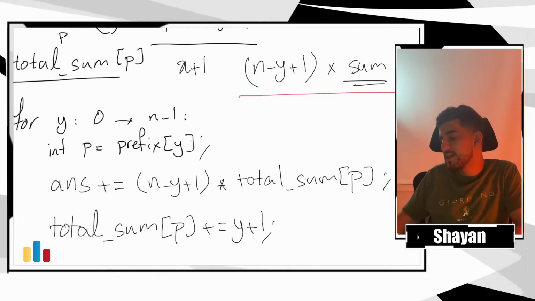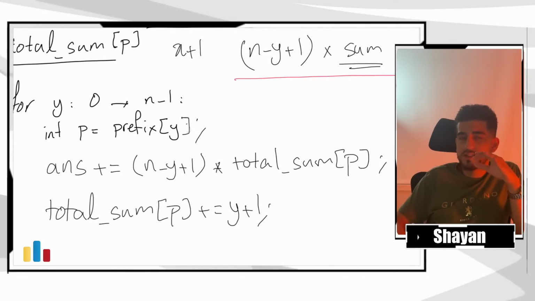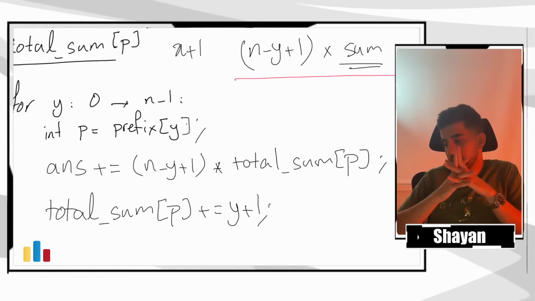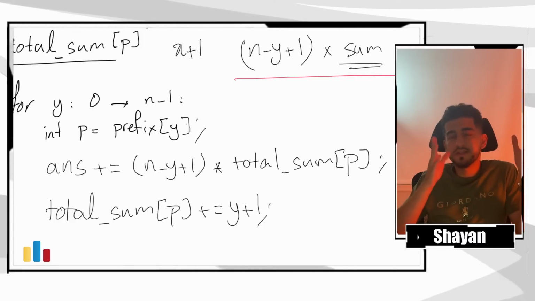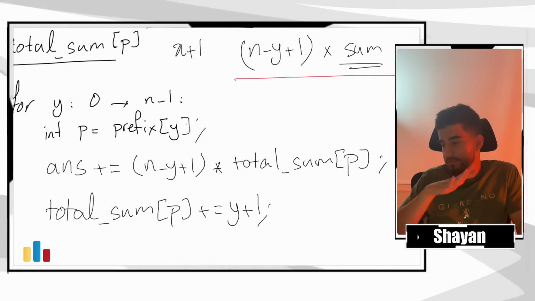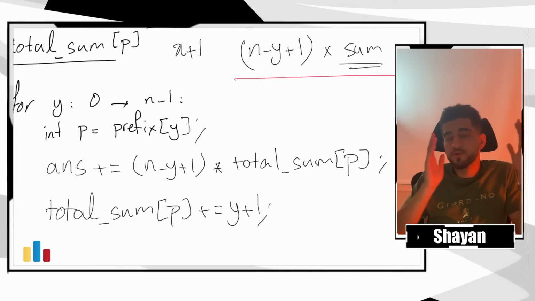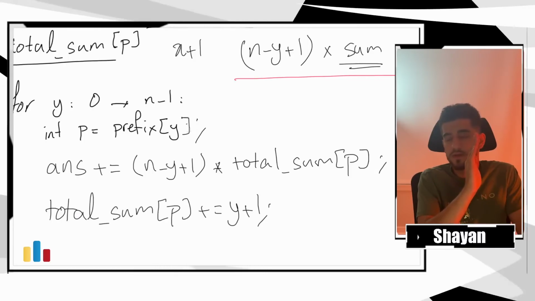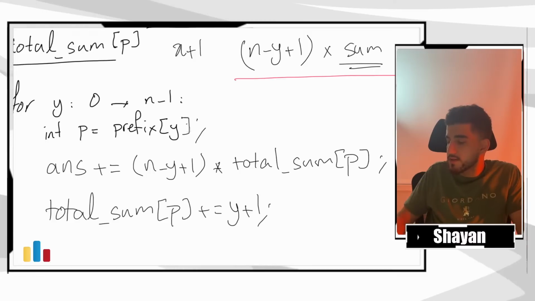So the point is that what I can say is that for each y from 0 to n minus 1, I see what this prefix sum is, and then I know what is already the sum of indices plus 1 for the previous ones that have the same prefix. I just multiply n minus y plus 1 by that total sum, and then I will update this total sum by this value of y plus 1.